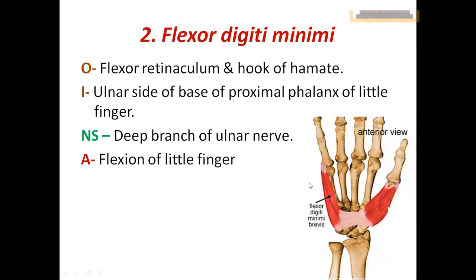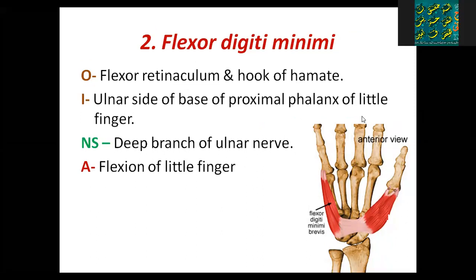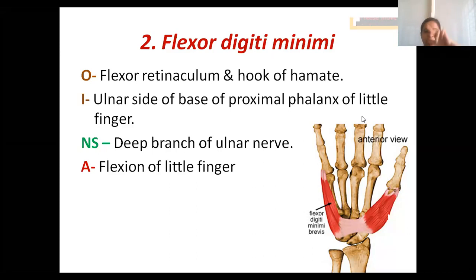Okay, then coming to flexor digiti minimi, it is coming from the flexor retinaculum. As you can see here, this whitish area is the flexor retinaculum and the hook of the hamate bone. Then insertion is the ulnar side of the base of the proximal phalanx of the little finger, and it is supplied by the deep branch of ulnar nerve. Action, flexion of little finger. This is the flexion. Flexion of the little finger is brought about by flexor digiti minimi.